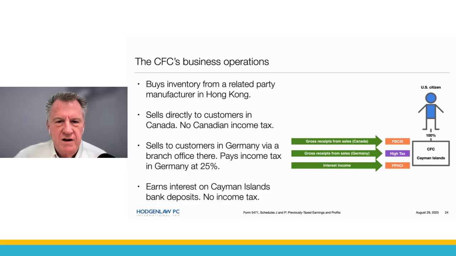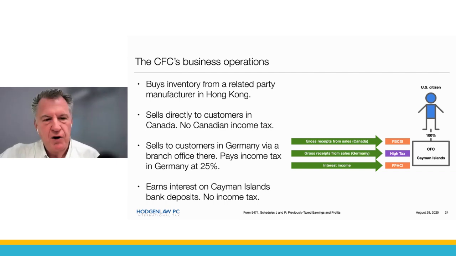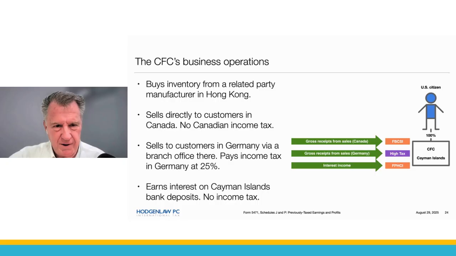So we go to CFC, and it's a U.S. shareholder, owns 100% of it, a human, and the CFC is in the Cayman Islands, and it does three things. Well, first, it sells things, and I'm just choosing it because it's a simple example. It buys inventory from a related party manufacturer in Hong Kong, and it will sell stuff directly to customers in Canada. So just ship straight from Hong Kong to Canada. Kids these days call that drop shipping. No Canadian income tax, not been doing business in Canada.